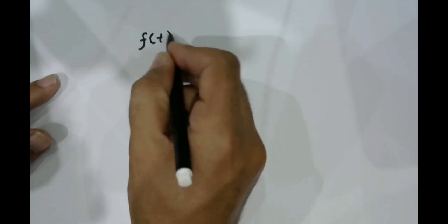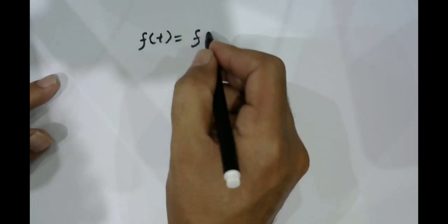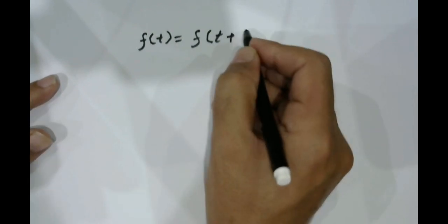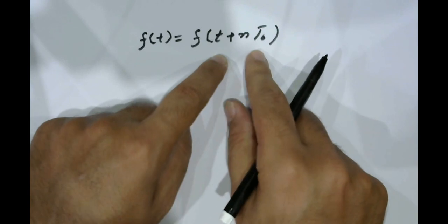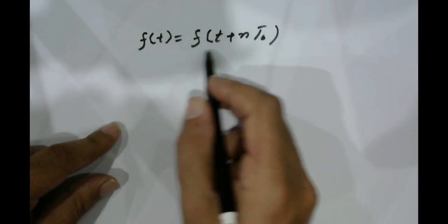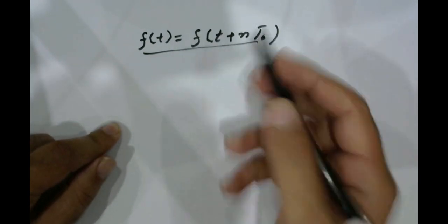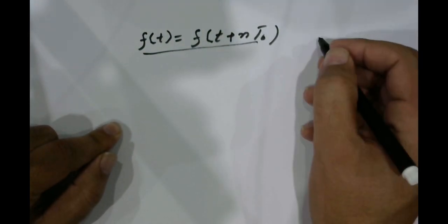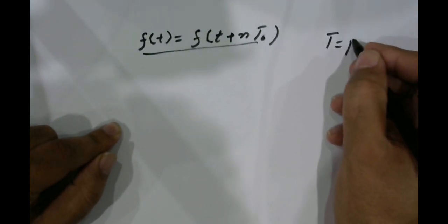So what is a periodic function? We have learned that a periodic function is nothing but a function which can be written in this form: a function which repeats itself after a certain interval of time. What is that interval called? The time period of that particular function. Any function of this form is called a periodic function, and this capital T is the period of that particular function.